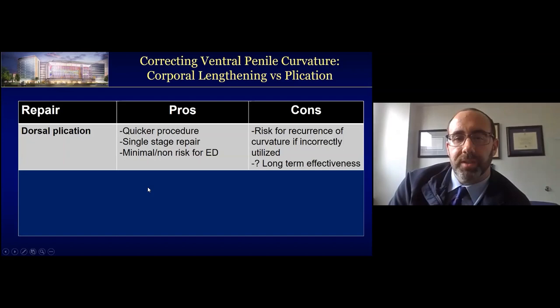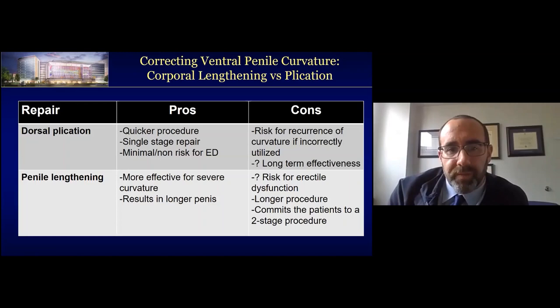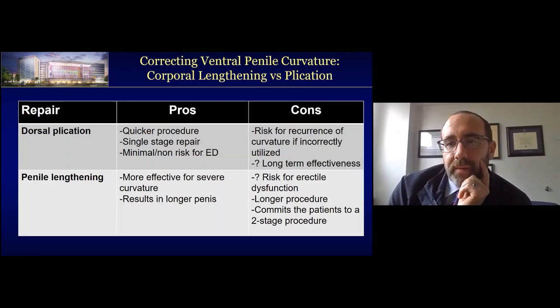Ventral lengthening, as I mentioned, is more effective for more severe curvature and does result in a longer penis. These are the boys with proximal hypospadias, whose penis is shorter to begin with. When that ventral aspect is shorter, if you can add 1.5 to 2 centimeters, it's going to have a pretty big impact for them, especially as they get older.